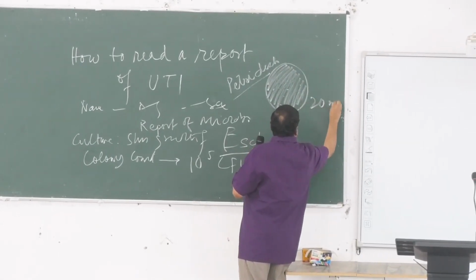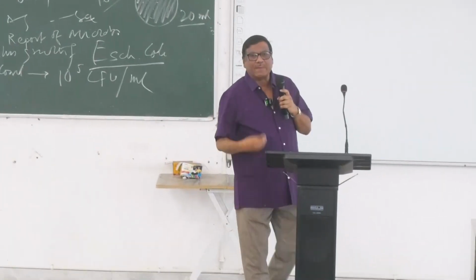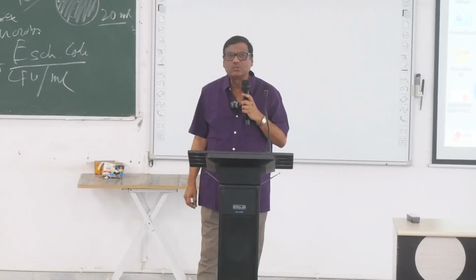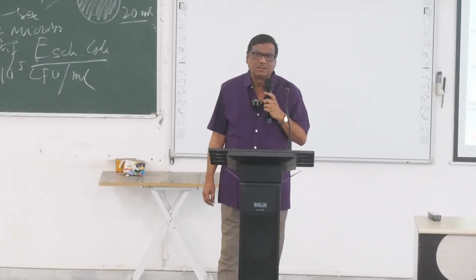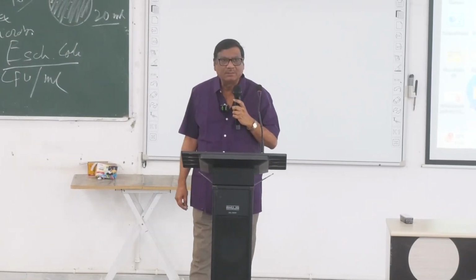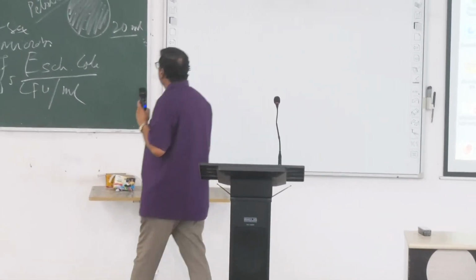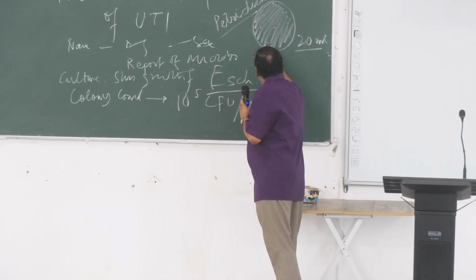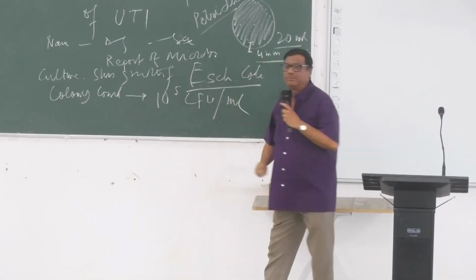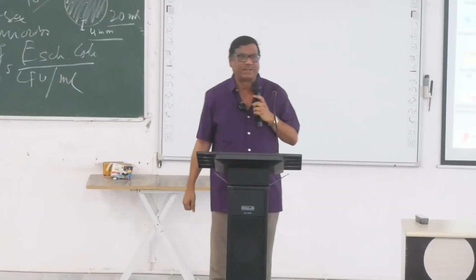20 ml media, maybe nutrient agar, maybe blood agar, maybe MacConkey agar. How much do we use? 20 ml, sir. The answer is 20 ml. How can you identify that the quantity is 20 ml? The next question. The answer is by seeing the depth of the media. The depth is 4 millimeters. The depth of the media will be 4 millimeters.